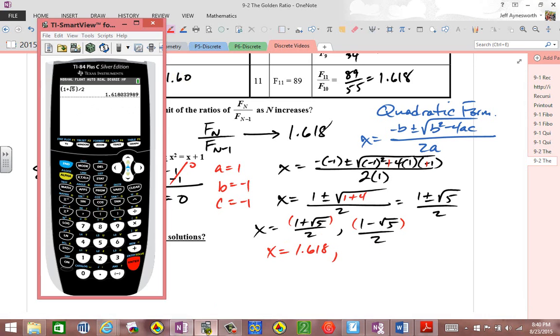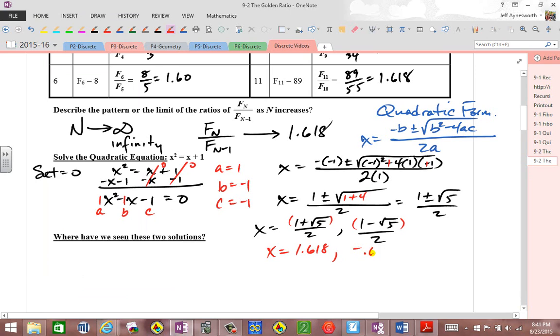And then what is the second one? Let's recall the entry back. I'm going to go back to the plus sign and change it to a minus sign. If you don't have this calculator feature, don't worry about it. Just type it in again, and you get negative 0.618.